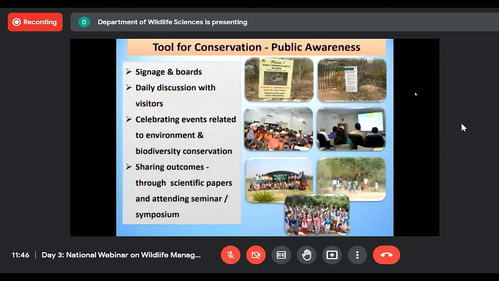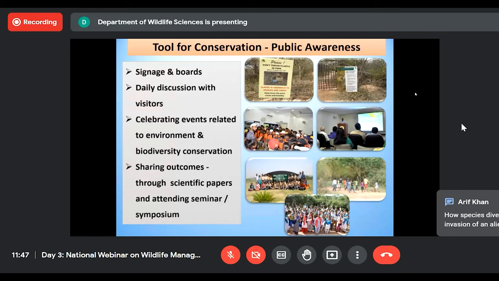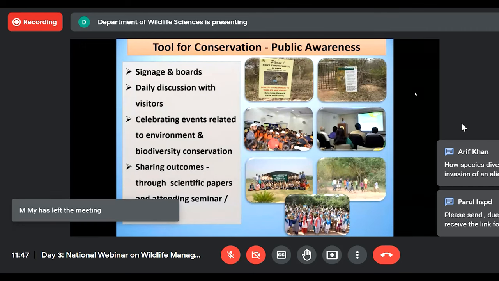Next, please. The park will also adopt signages and boards, daily discussion with visitors, celebrating events related to environment and biodiversity conservation, and sharing outcomes through scientific papers, seminars and symposia. These are the different tools we adopt, apart from developing and taking care of the area and the wildlife within. We have adopted all modules of conservation.